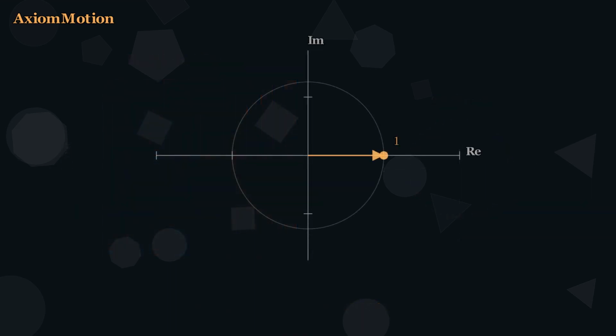Start with the number 1 on the complex plane. Now multiply by e to the i pi. That is a rotation of pi radians, 180 degrees. You land exactly on -1. e to the i pi plus 1 equals 0.